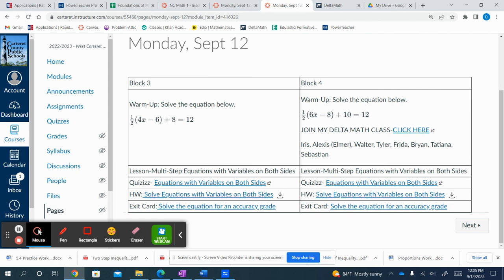Okay. We did multi-step equations with variables on both sides. So that's done. And next we have a quizzes and a homework. The quizzes activity has 8 questions. I just made it last night. It's multiple choice. But I want to talk about this exit card. It says solve the equation for an accuracy grade.